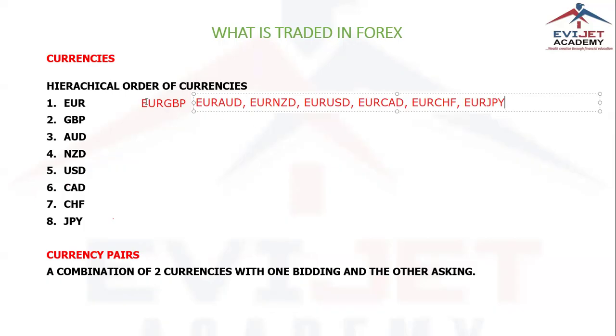So, if you look at all these pairs now, Euro is always in front. Euro cannot be a quote currency. Now, what is a quote currency? We have a base currency and quote currency. The currency in front of every currency pair is called the base currency, okay?